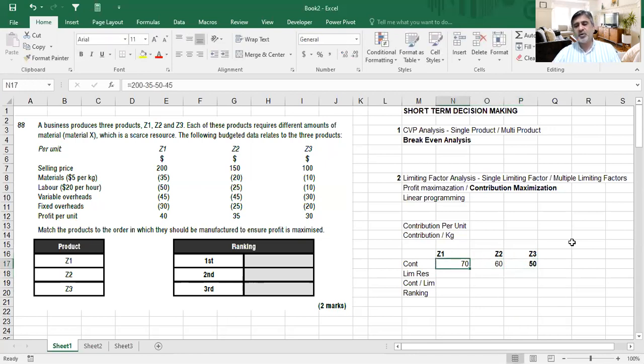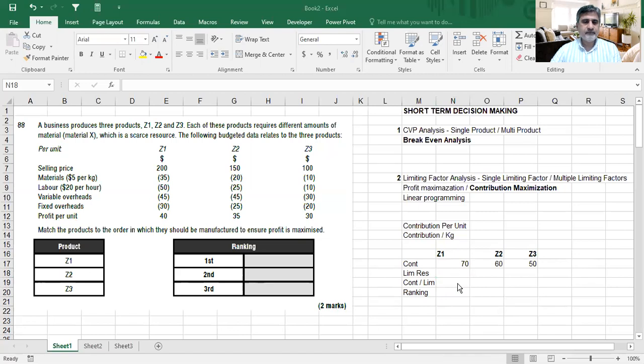So you see that contribution is more in the case of Z1. Z1 is giving me more contribution, but let's see how much material it is using. I'm not going to write it down here. How much material are we using in Z1? Who can tell me? Atik?